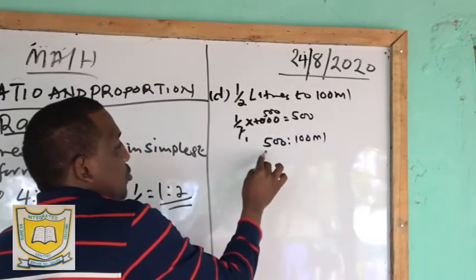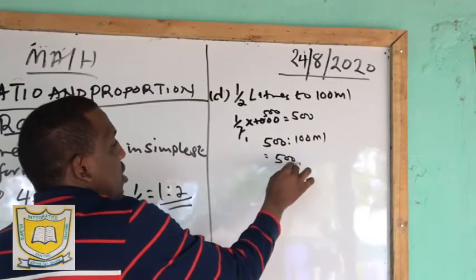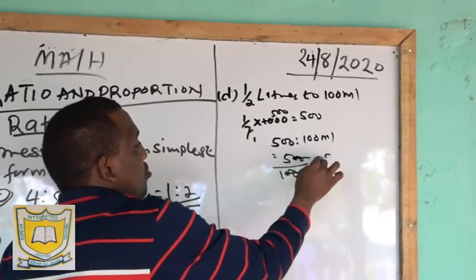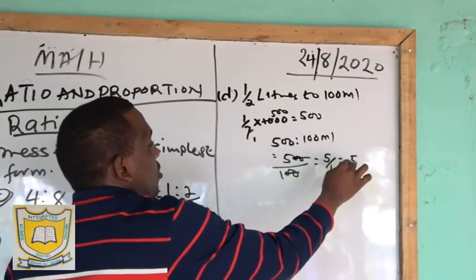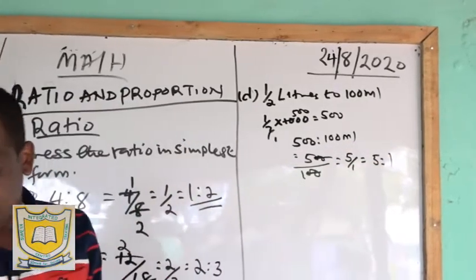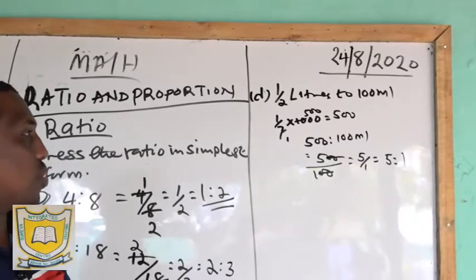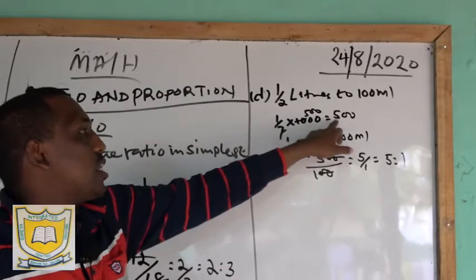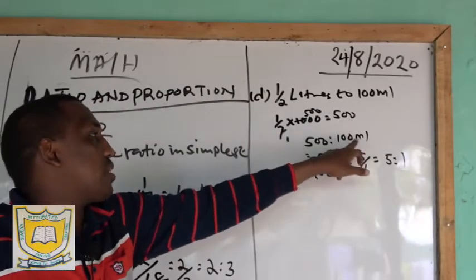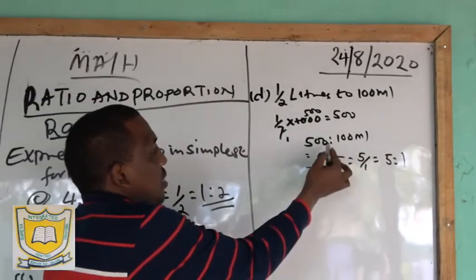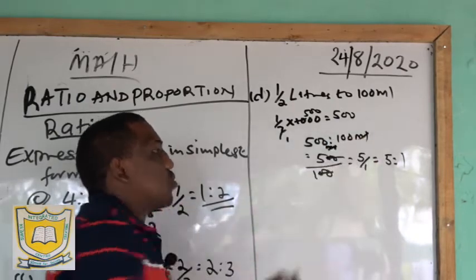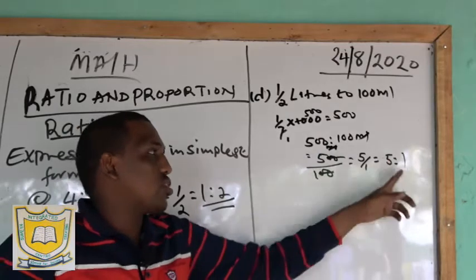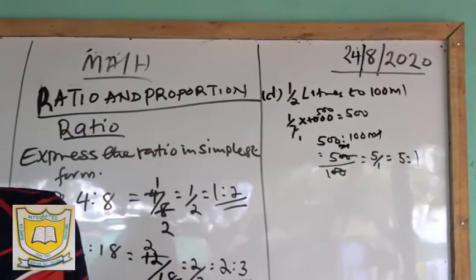So we change into a fraction now. It will become 500 over 100. Cancel, which is equal to 5 over 1, which is equal to 5 to 1. That's how we solve. So you first change this one, times 1,000, it will become 500. So 500 milliliters, and this one is 500 milliliters. They go together. You change the fraction 500 over 100, you'll get 5 over 1, which is equal to 5 to 1. That's how we solve.